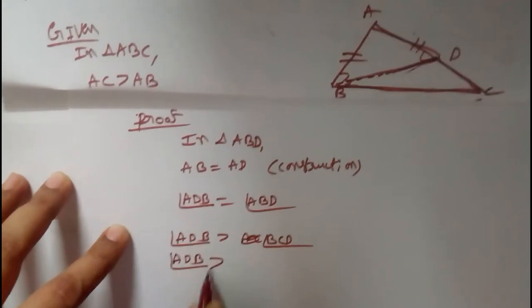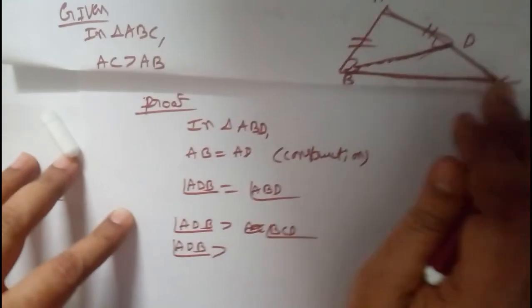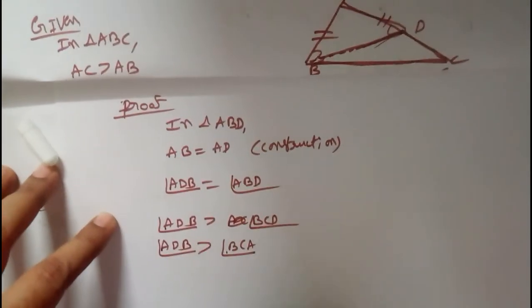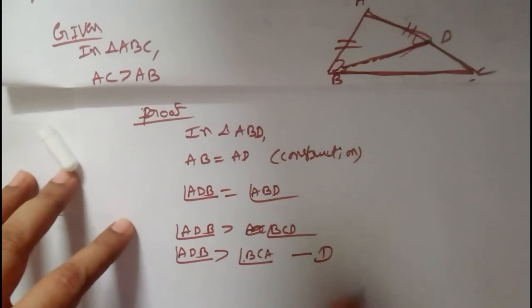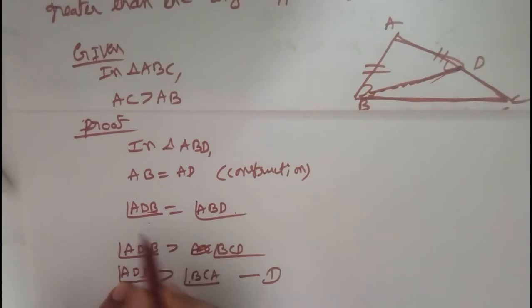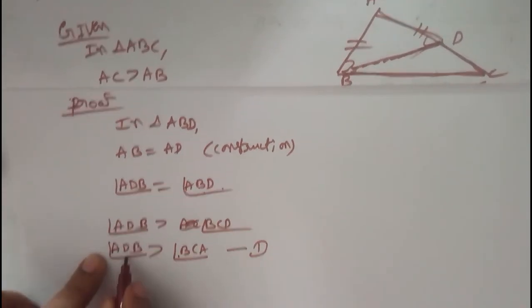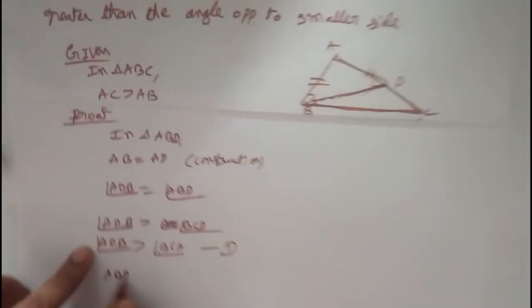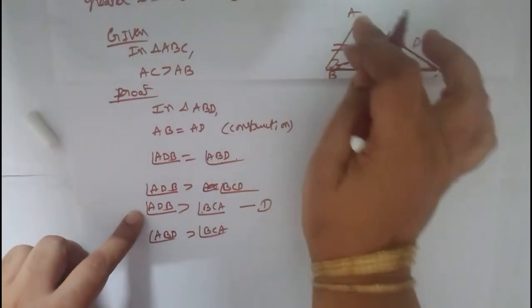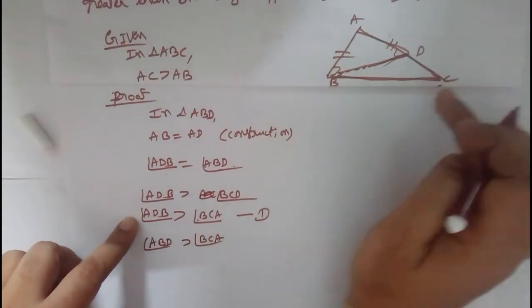ADB is greater than BCD, which we can also write as BCA. So this is equation 1. But ADB is equal to ABD, so in the place of ADB we can write ABD. So ABD is greater than BCA.